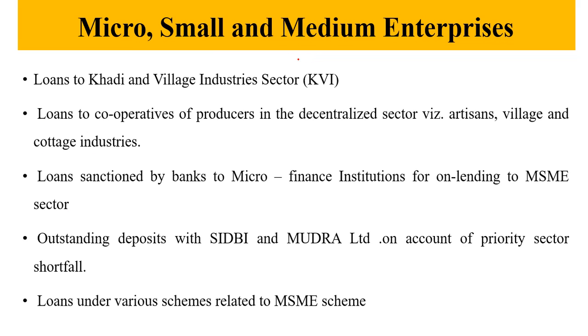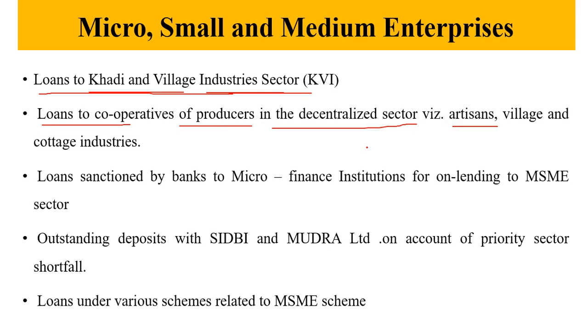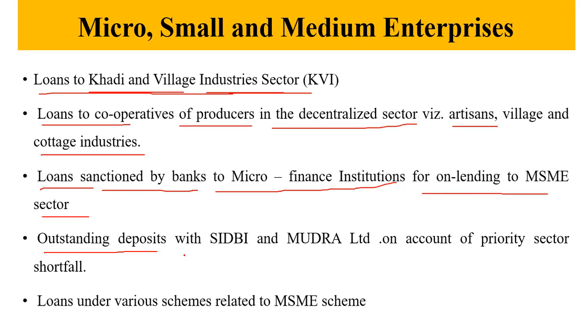While giving loans to micro, small and medium enterprises, a bank can give loans to the khadi and village industry sector, KVI. Then loans to cooperatives for producers in a decentralized sector, like artisans, village and cottage industries. Next, loans sanctioned by banks to microfinance institutions for on-lending to MSME sectors. Next is outstanding deposits with SIDBI, the Small Industrial Development Bank of India, and Mudra Limited on account of priority sector shortfall.